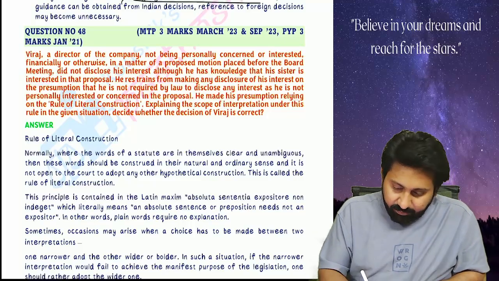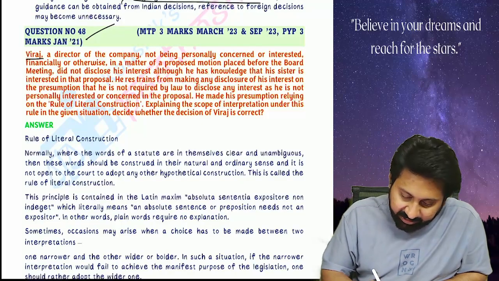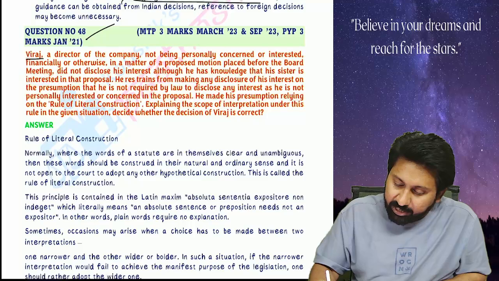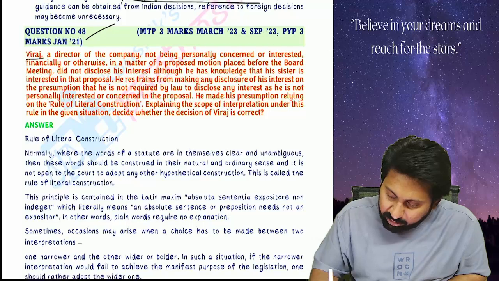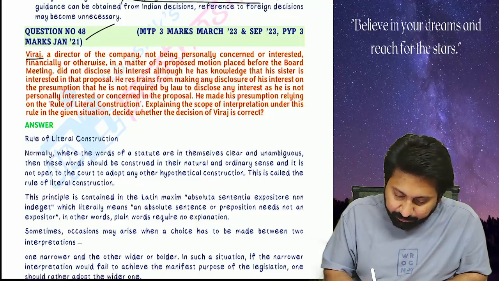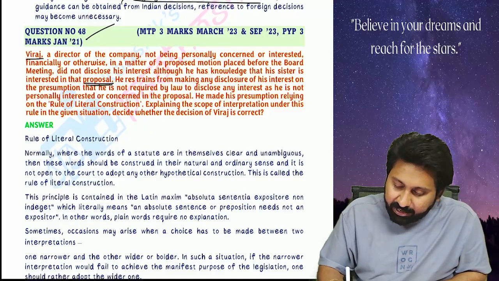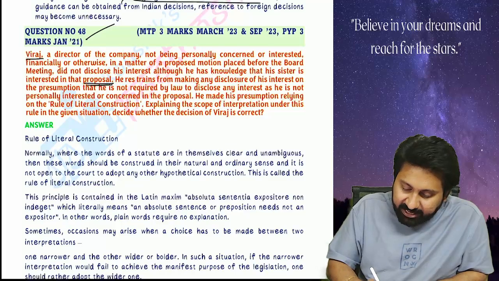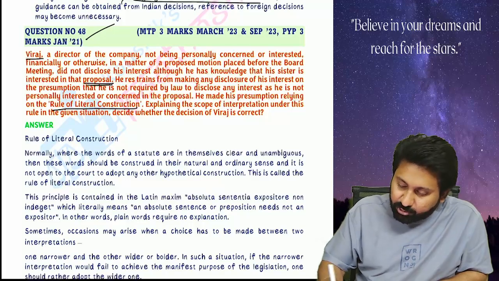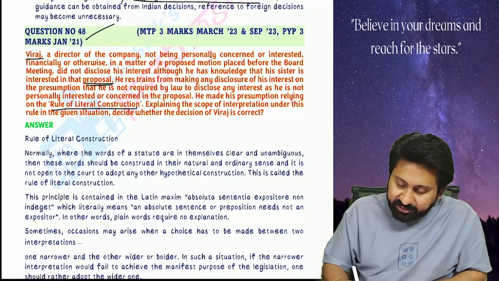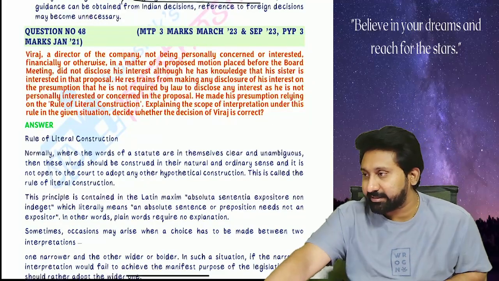Next one. Viraj, a director of a company, not being personally concerned or interested, financially or otherwise, in a matter of a proposed motion placed before the board meeting, did not disclose his interest, although he has knowledge that his sister is interested in that proposal. He refrained from making any disclosure of his interest on the presumption that he is not required by law to disclose any interest as he is not personally interested or concerned in the proposal. He made his presumption relying on the rule of literal construction. Explain the scope of interpretation under this rule in the given situation. Decide whether the decision of Viraj is correct. Read the question properly first before we go into solution or analysis. Read the question.